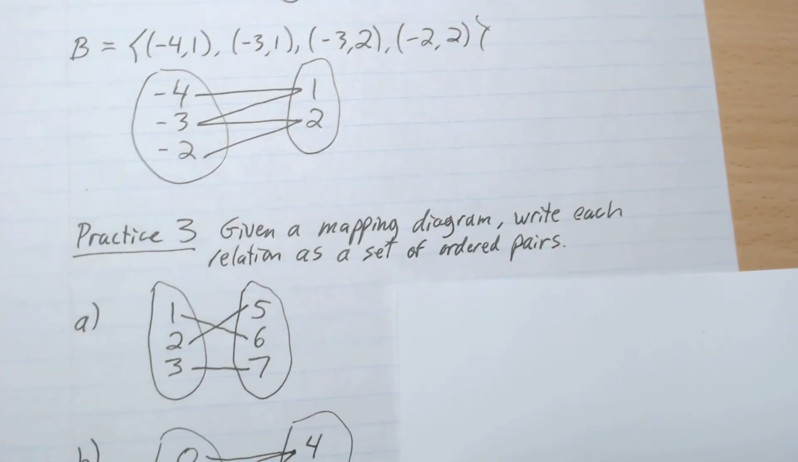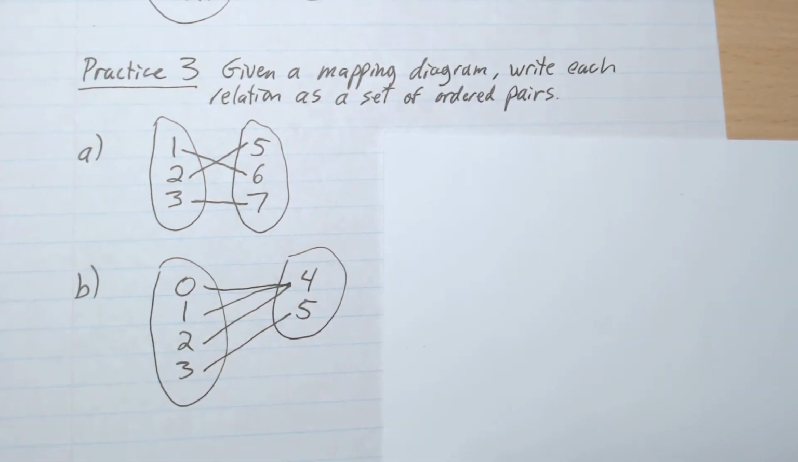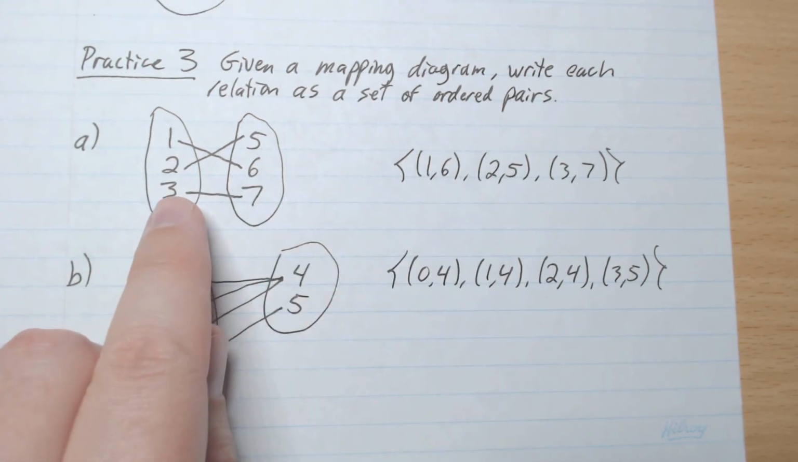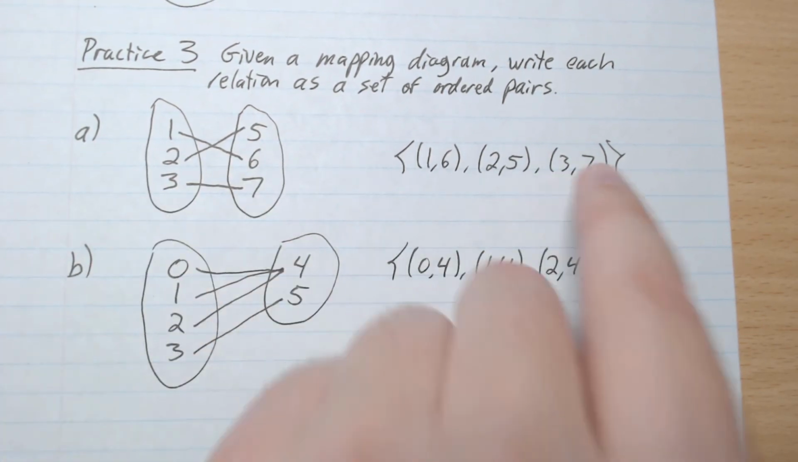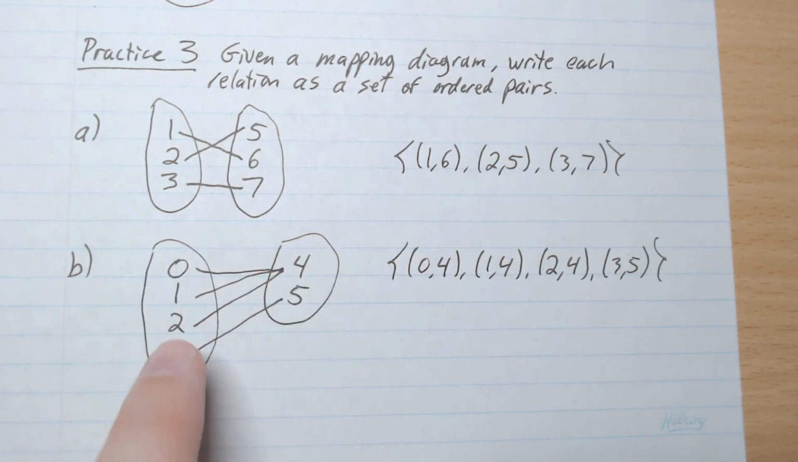Okay, practice number 3. Here we are, like this. So given a mapping diagram, write each relation as a set of ordered pairs. So here's A and B. Go ahead and pause the video and answer that. Okay, we're back. So 1, 6, like that. 2, 5, like that. And 3, 7 as such. Next, 0, 4, 1, 4, 2, 4, and 3, 5, like that.